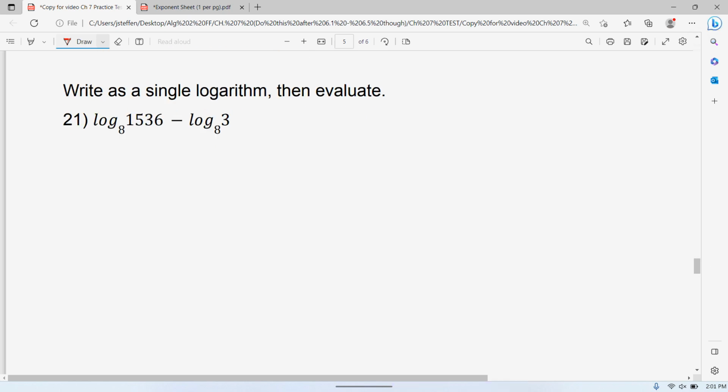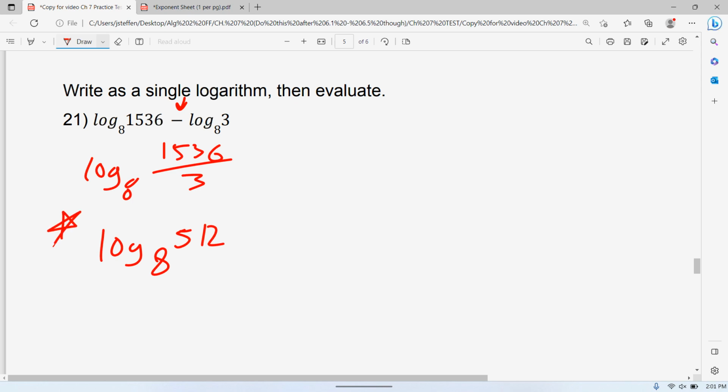21, express this as a single logarithm and then evaluate. I was more lenient on the quiz where some people evaluated each one of these individually. So if you do that during the test, I'll probably be okay with that. But the way it's covered in the class is divide since it's subtraction. 1536 divided by 3, 512. So that's the single logarithm is equal to x when we evaluate.